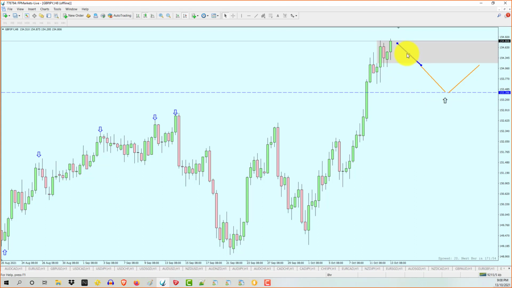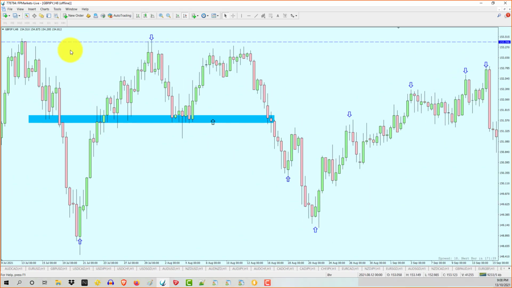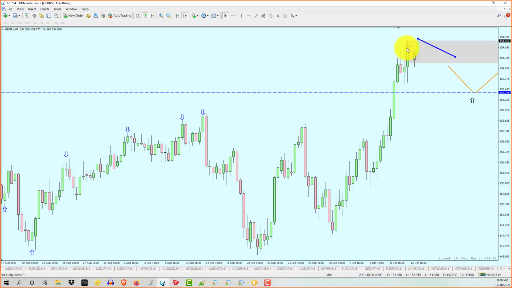Now, I'm not sure if that pullback is going to happen like something like this, where it just follows this little blue trend line, or if it goes all the way down, like I have my orange lines drawn here, and bounces off the top of these highs over here, right? That was back in July. So I'm not sure if it's going to get all the way down to there, but if it does, this would be the perfect spot to trade a reversal.